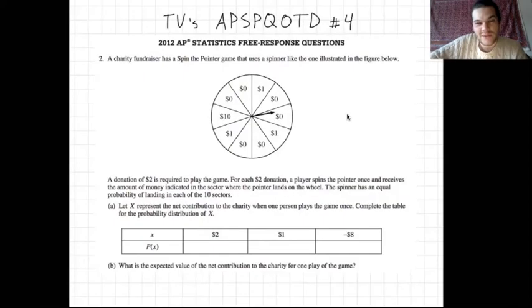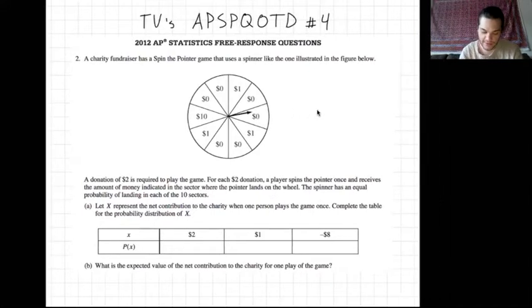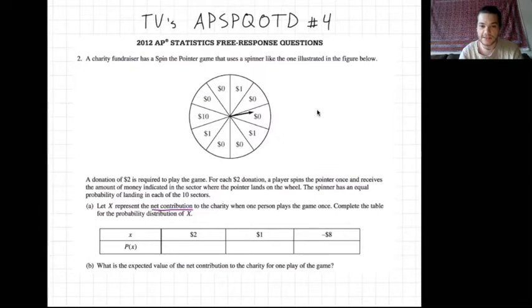This is the fourth episode of AP Stats Probability Question of the Day. Today we're working from 2012. It is a charity game where the participant pays $2 and then they spin the spinner, and this is how much the participant will get. So as the people putting on the fundraiser, we want to make sure that we're making money. So we're looking at the distribution of the net contribution to us.